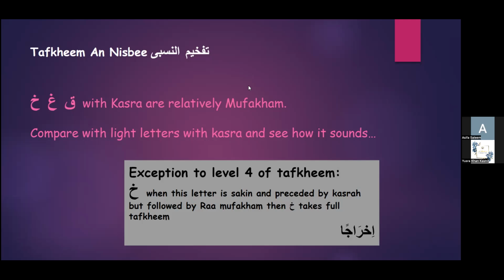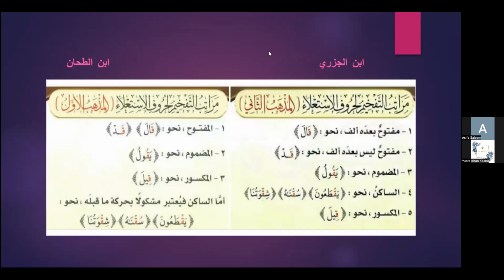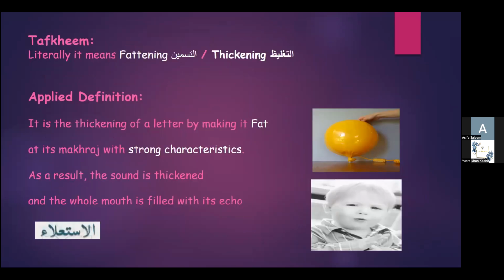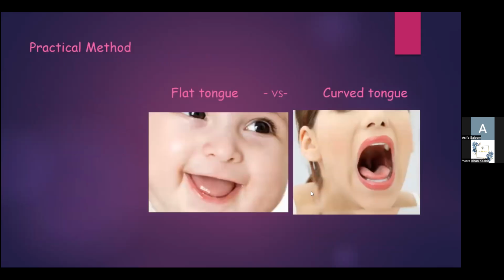Tafkheem and the rule of Tarqeeq. Tafkheem, as we learned earlier, means the heaviness. It means the heaviness, fattening or thickening of the sound of the letter. And the applied definition for Tafkheem was that we thicken the letter by making it fat at its makhraj with strong characteristics. As a result, the sound becomes thickened at its makhraj and the whole mouth is filled with this echo. And these were the pictures just giving you an idea how the thickness works.